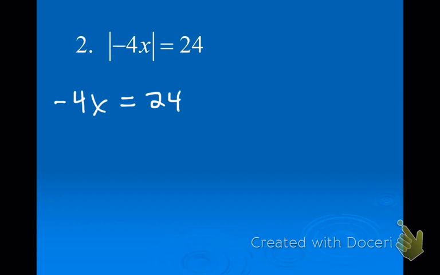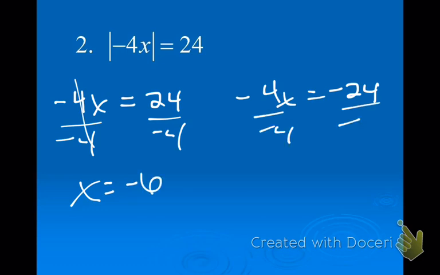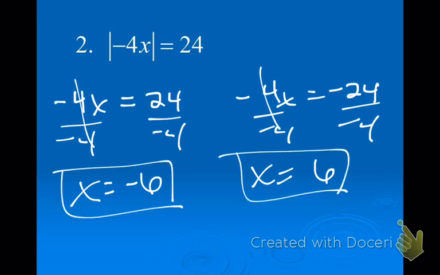Or, what else can I put in for this negative 4x? Negative 24. So negative 4x can also be negative 24. So we're going to split this into two equations and solve these down. Divide by negative 4. And so x is negative 6. Divide by negative 4. So x is 6. Couldn't you have just done that from the beginning?